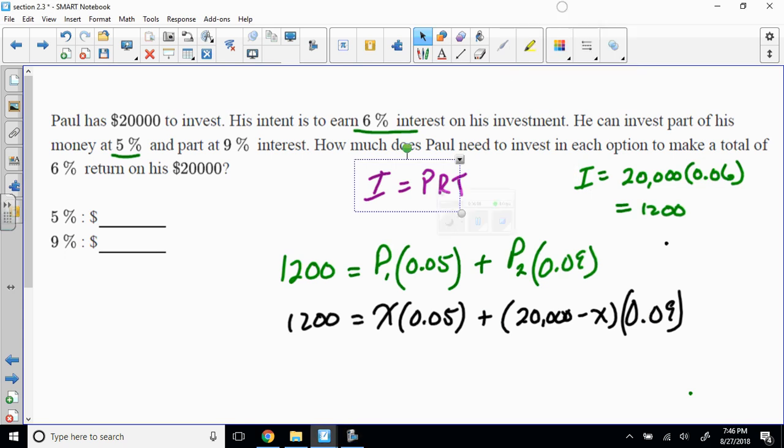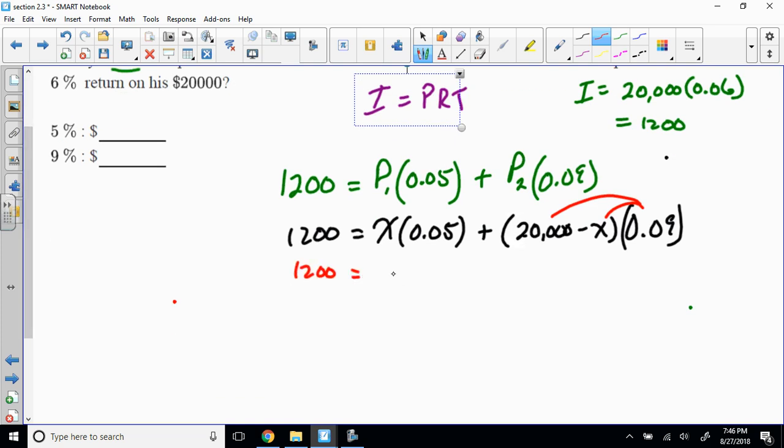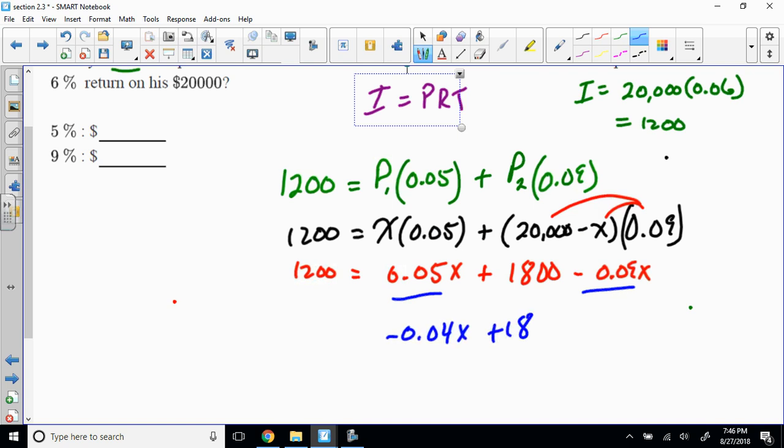So here we go. Help me do the math. We're going to distribute, right? We're going to distribute that way, and then I've got 1200 equals 0.05x. Now, what's 0.09 times 20,000? 1800. Good job. Minus 0.09x, right? Y'all agree? So we're going to combine like terms here, which is going to give me negative 0.04x plus 1800 equals 1200.